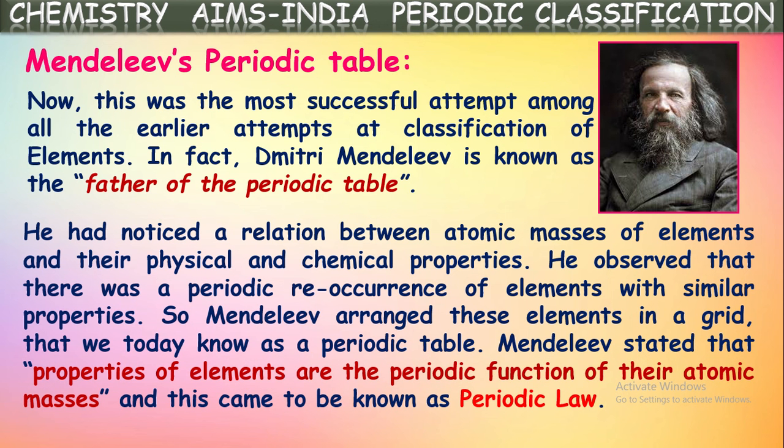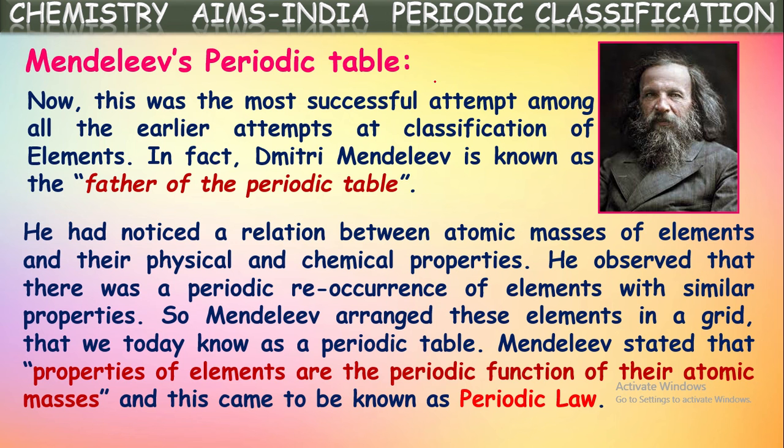He had noticed a relation between the atomic masses of the elements and their physical and chemical properties. He observed that there was a periodic recurrence of elements with similar properties. So Mendeleev arranged the elements in increasing order of their atomic masses, and the elements with similar properties he kept one below another in one column. In that way he arranged all the elements into a table that we call the periodic table, because when the elements are written in increasing order of their atomic masses, properties are repeated from one element to another.